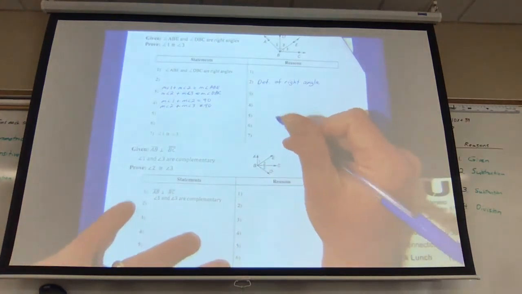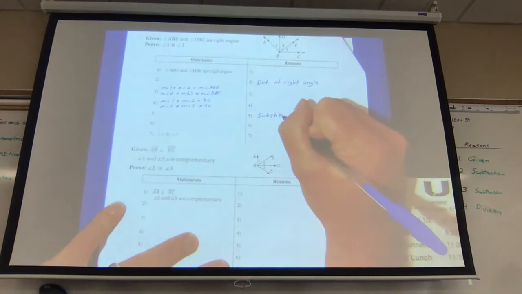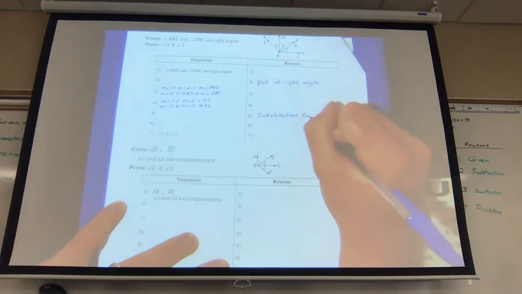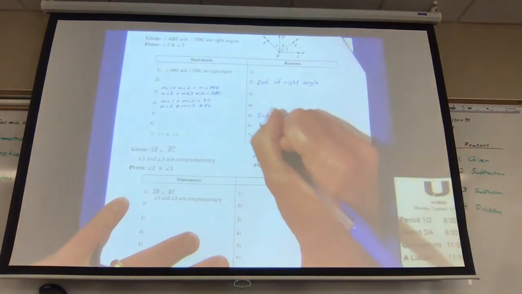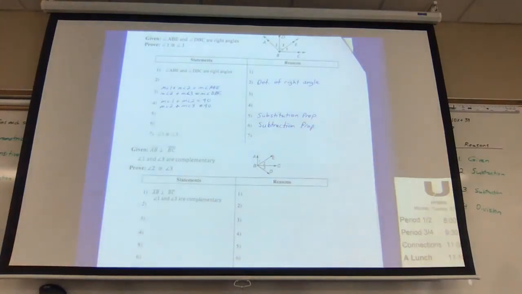Steps 5 and 6, we're going to give you the reasons. Step 5's reason is going to be substitution property. Step 6 is going to be subtraction property. That will fill in that third one for us. And like I said, you'll go ahead and on your own later on, you're going to fill in those missing parts there. Let's go down to the fourth one. This one we are going to do together.